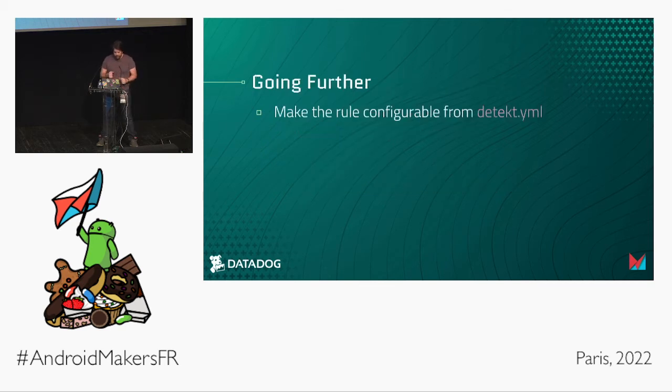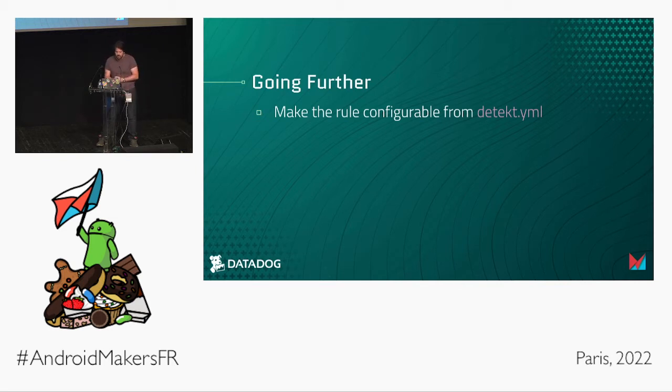If you want to go further, you can even make the rules configurable from detekt.yaml. So everyone who uses Detekt knows that you have a YAML file where you can say, oh, I'm activating this rule, but you can also say, oh, by the way, I want to increase or lower the threshold. Like when you say, for instance, how many arguments can I have in a function signature until it becomes a too many arguments issue, you can increase this threshold.